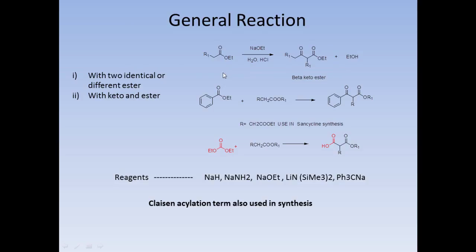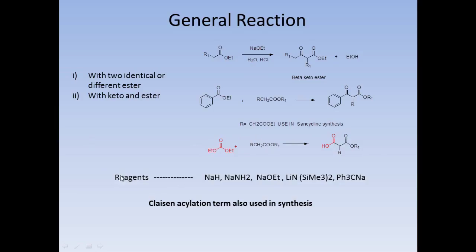Different esters can be combined like this: aromatic esters combined with aliphatic esters also give the keto ester product. This is not limited to ester-ester condensation; a ketone and an ester can also combine, giving useful reactions and further synthetic utility. So other reagents are also possible.